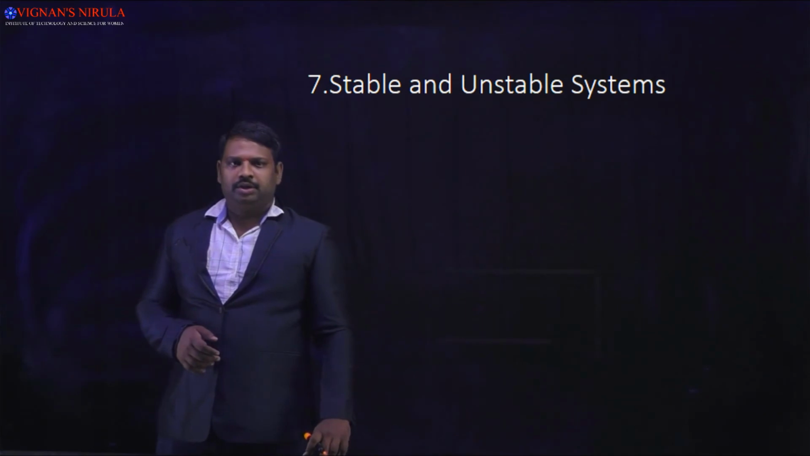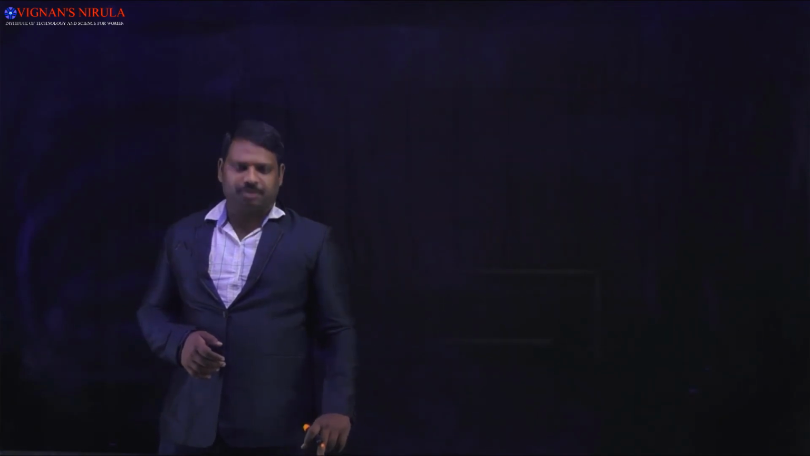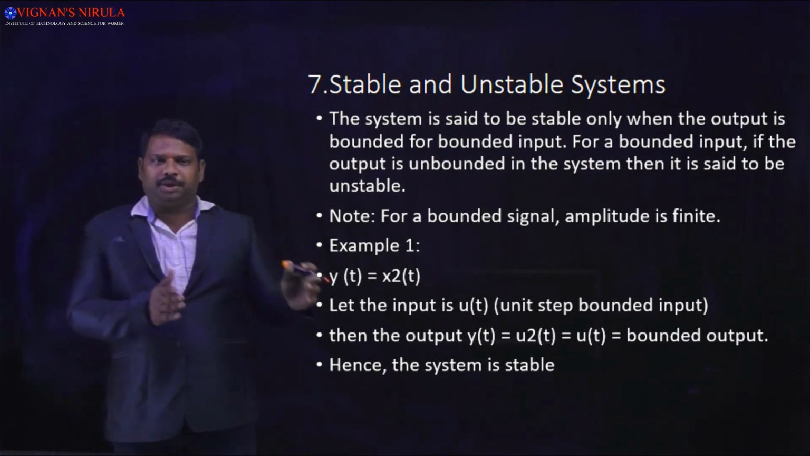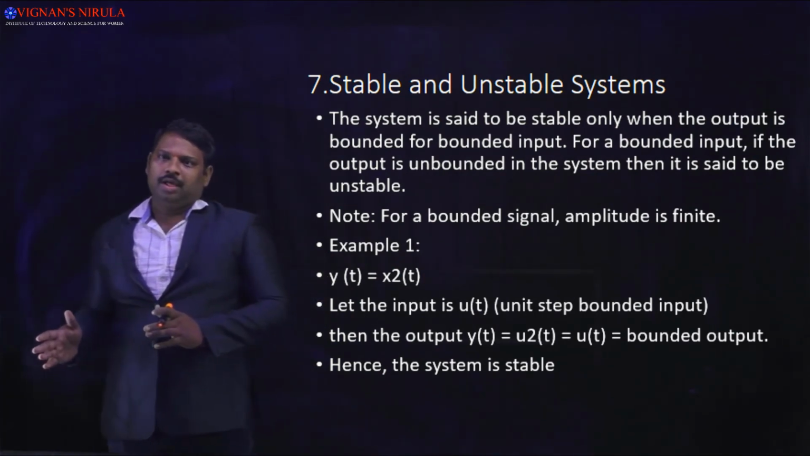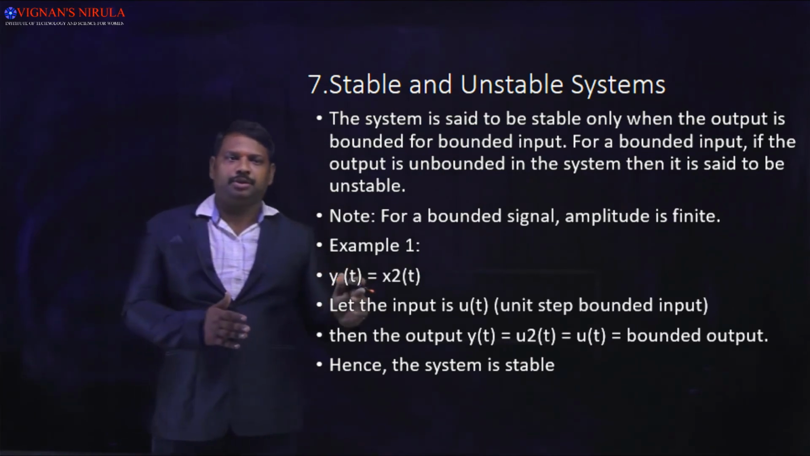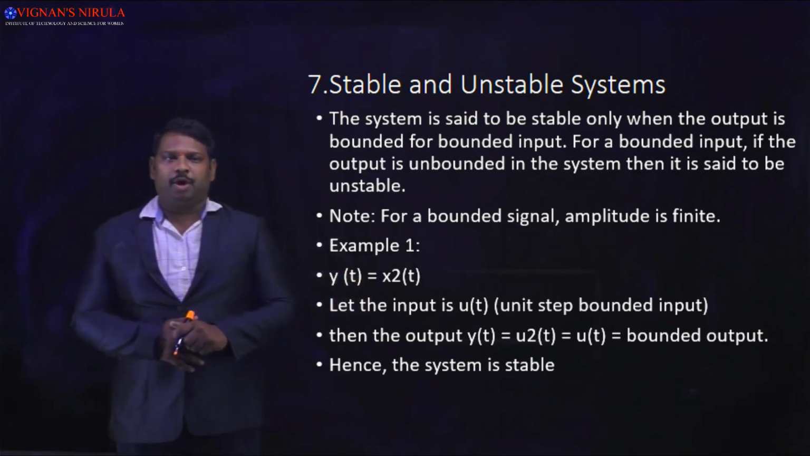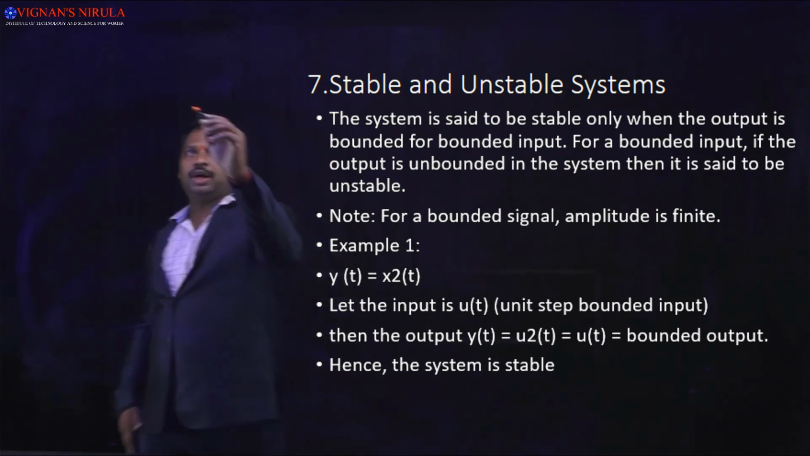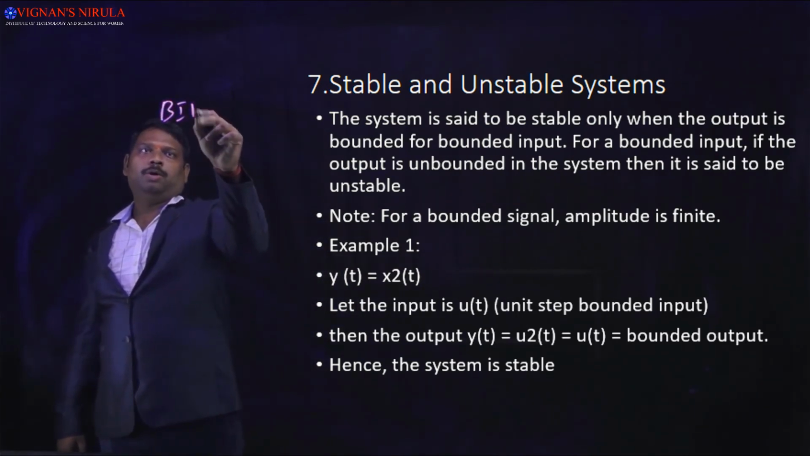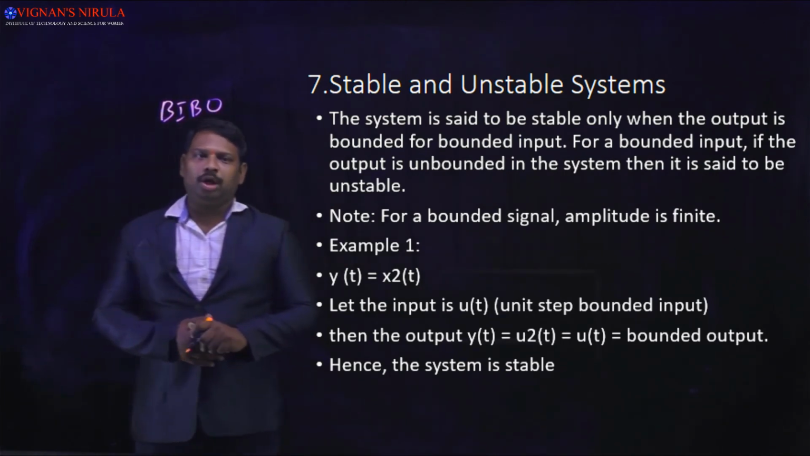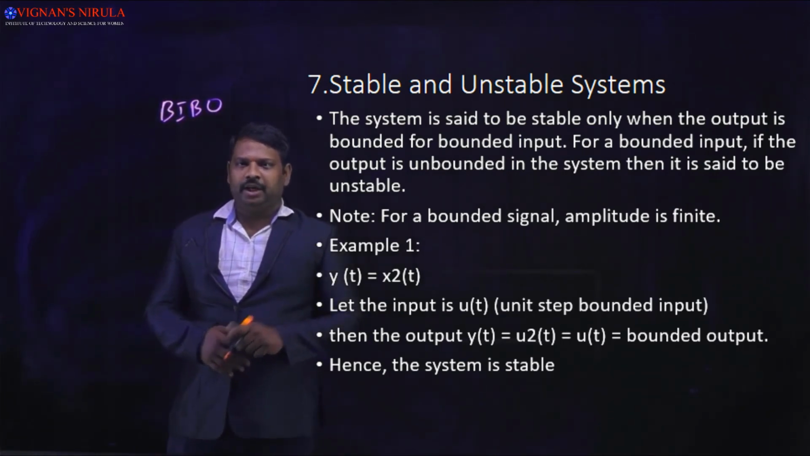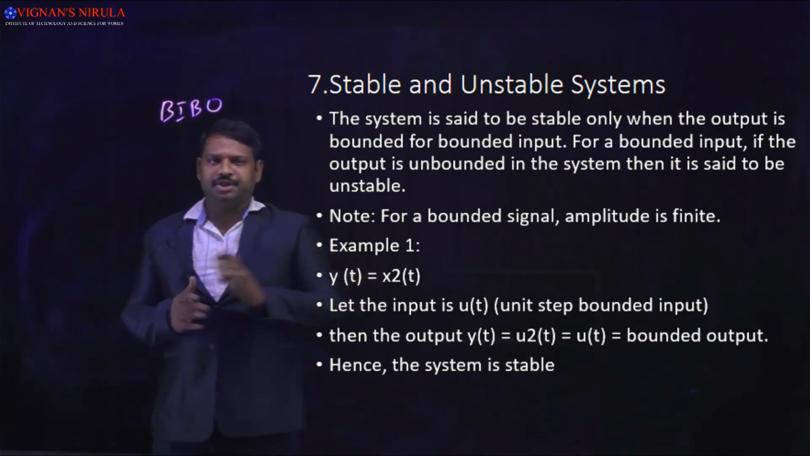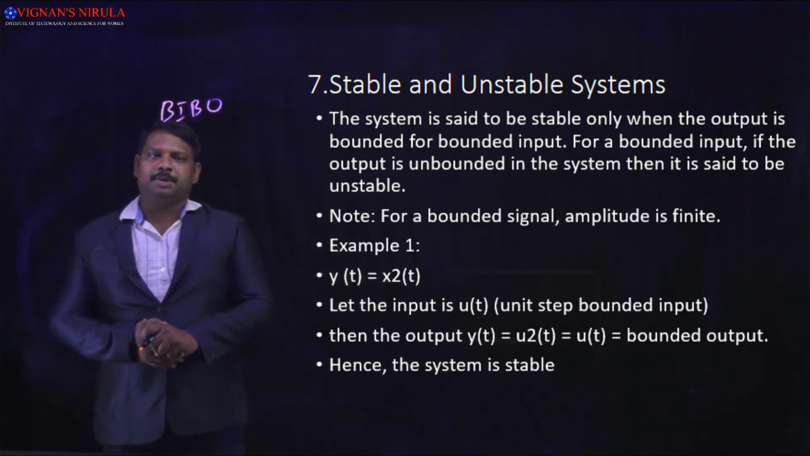Next one, the stable and unstable systems. In the stable and unstable system, a system is said to be stable when the output is bounded for the bounded input. That means the condition is BIBO, bounded input, bounded output. If we have a bounded input and the output is also bounded, then the system is called a stable system.